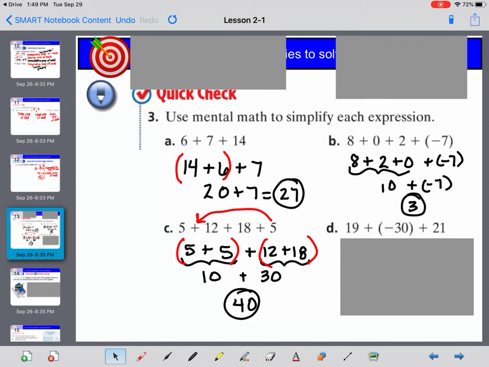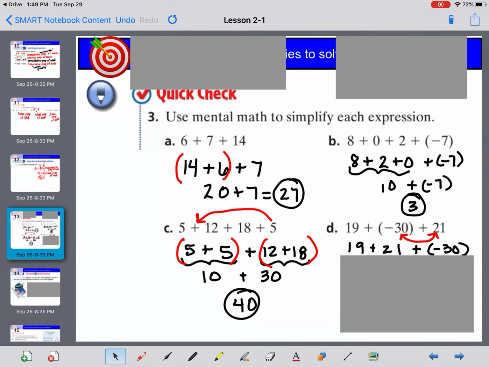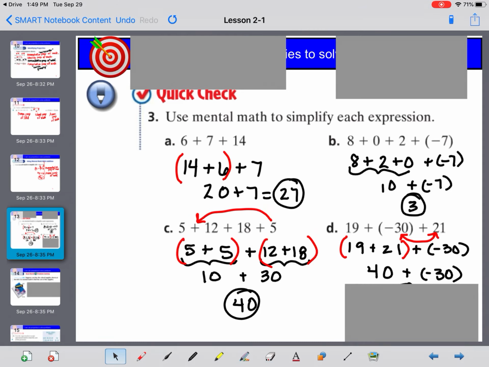Okay, the last one. If I could change the order, that's the commutative property, and switch these around, I then would have 19 plus 21 plus negative 30. That's the commutative property. Now the associative property allows me to group together 19 plus 21 first to get me a 40. See how it's easy to add 40 plus negative 30, and I get positive 10.